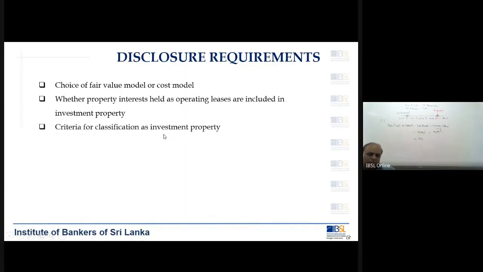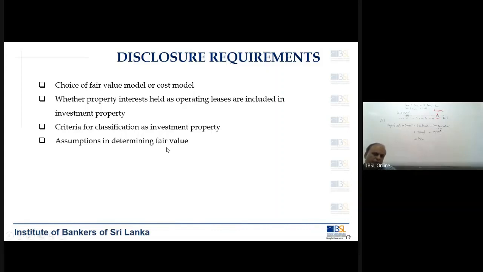Criteria for classification as investment property. Now this has to be given. We learn two things: either to derive rentals or for capital appreciation. Now you have to specify. Say for example, as a company, if you have an investment property, you have to specify why you have classified it as an investment property, whether it is to derive rental income or because of capital appreciation. Your intention has to be mentioned.